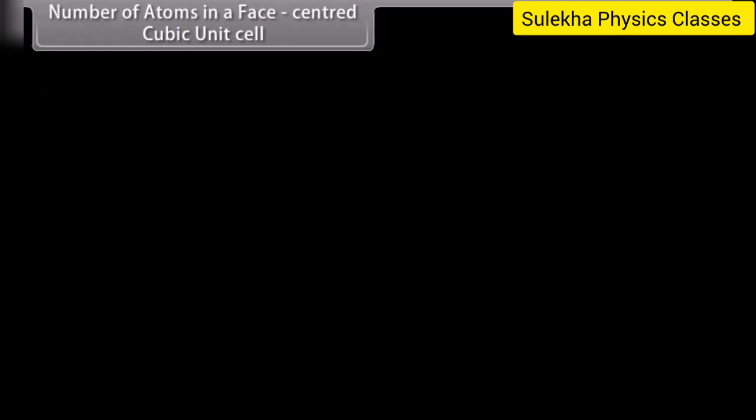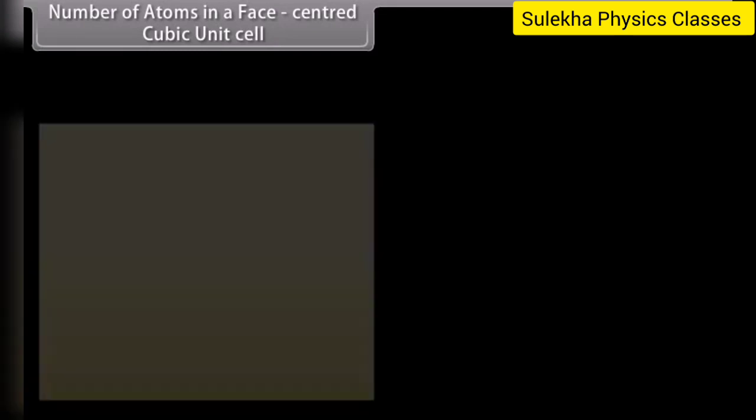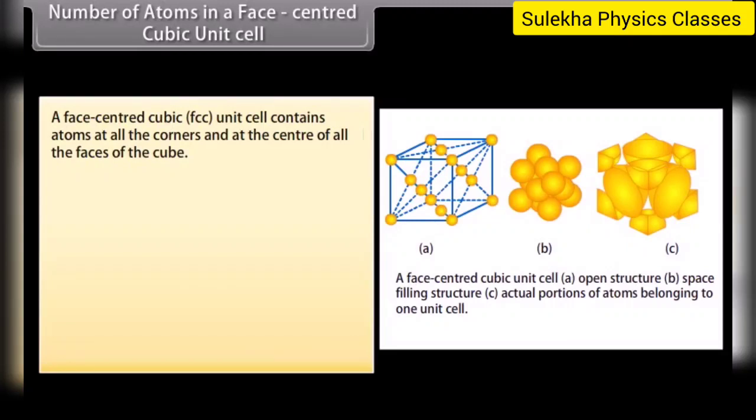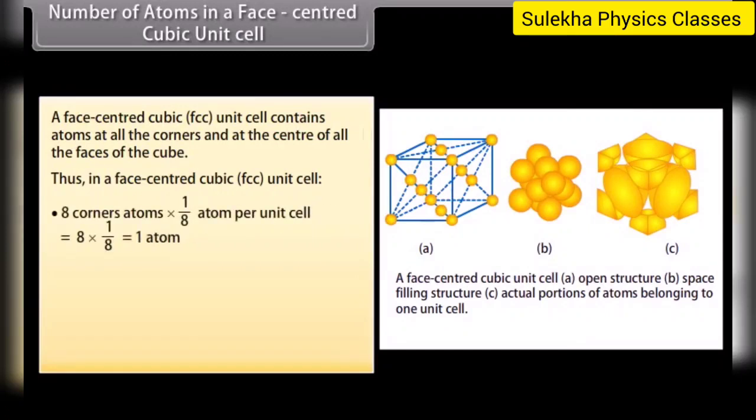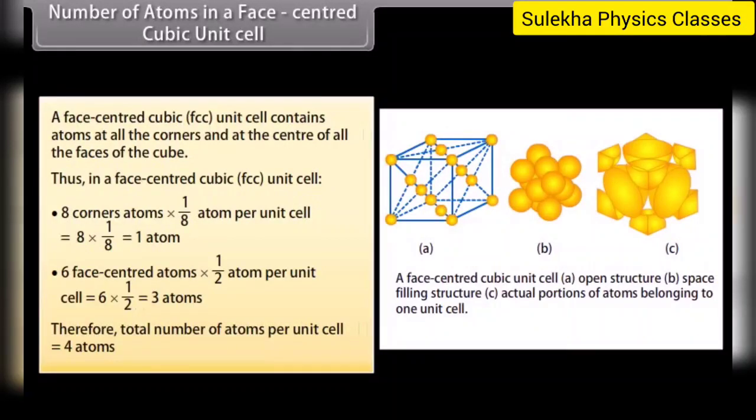Number of atoms in a face-centered cubic unit cell. A face-centered cubic FCC unit cell contains atoms at all the corners and at the center of all the faces of the cube. Thus, in an FCC unit cell, 8 corner atoms into 1 upon 8 atom per unit cell equals 8 into 1 upon 8, which is equal to 1 atom. 6 face-centered atoms into 1 upon 2 atom per unit cell, which is equal to 6 into 1 upon 2, which equals 3 atoms. Therefore, total number of atoms per unit cell is equal to 4 atoms.